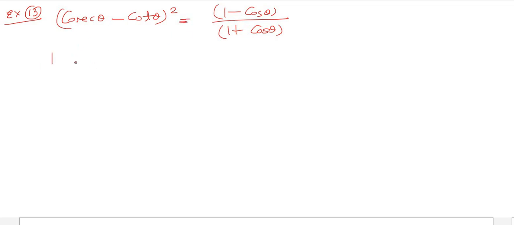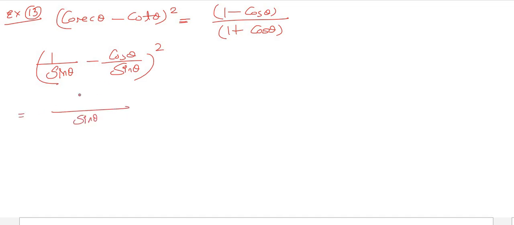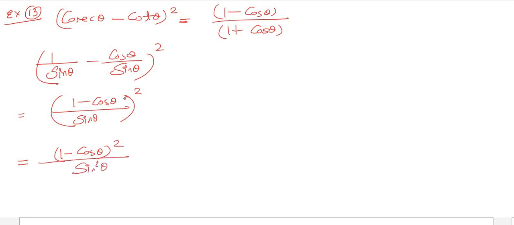Let's try. What is cosec? Cosec is 1 by sin. And what is cot? Cos by sin. I think everybody knows it. Right? What is LCM here? LCM is sin theta, correct? So it will be 1 minus cos theta square. So see carefully. Can I write 1 minus cos theta whole square by sine square, because the square goes to both. See, if you have a by b square, it becomes a square by b square, right? It goes to both. Correct.